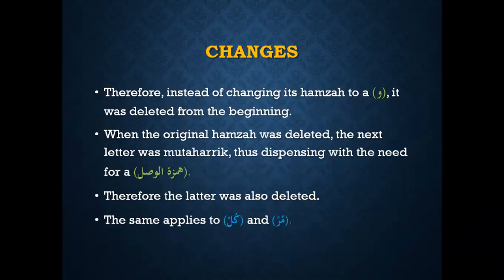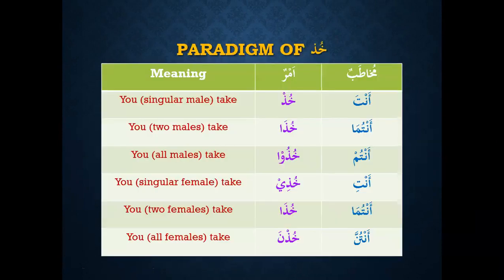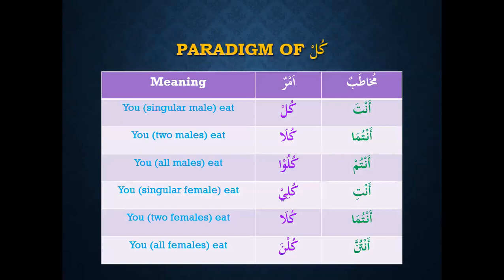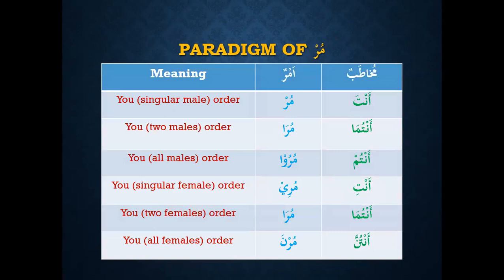Likewise for kul and mur, they say akala ya'kulu, ukul, no, say kul. Amara ya'muru, u'mur, no, they say mur only. So khudh, khudha, khudhu, khudhi, khudha, khudhna. This would be the conjugation of that, rather than ukhudh, ukhudha. No, you don't need a hamza before that. You drop those. Likewise for kul, kula, kulu, kuli, kula, kulna, mur, mura, muru, muri, mura, murna.